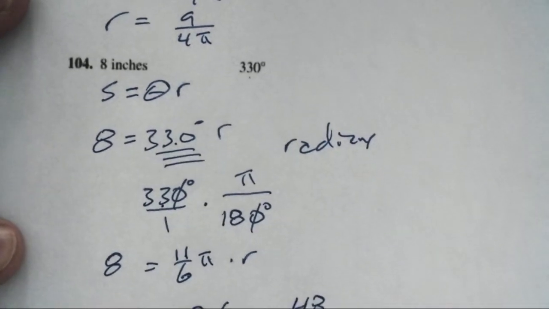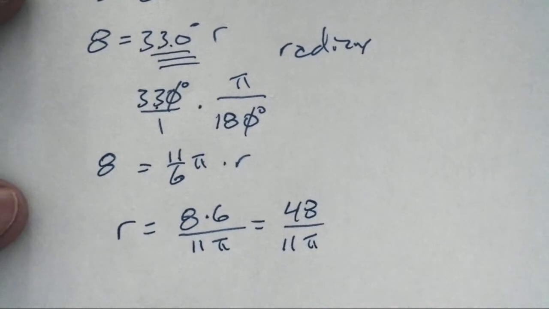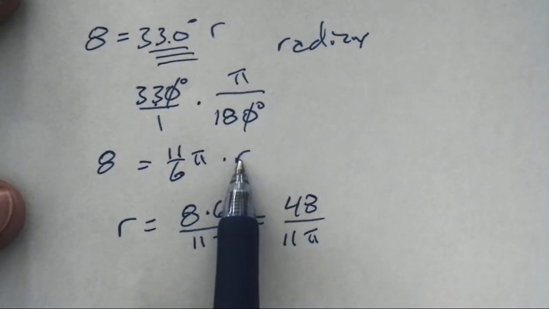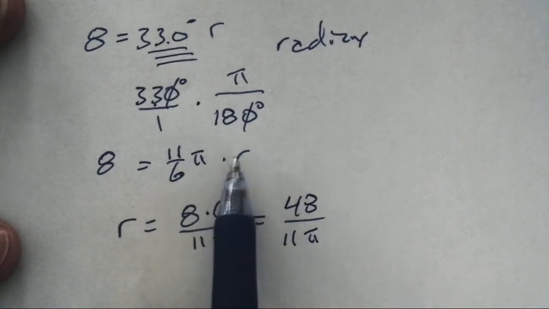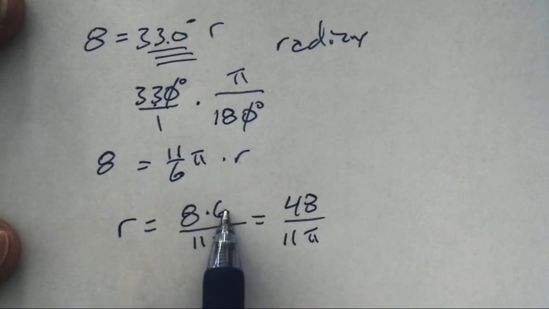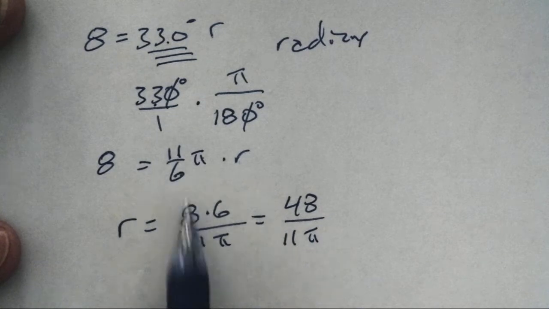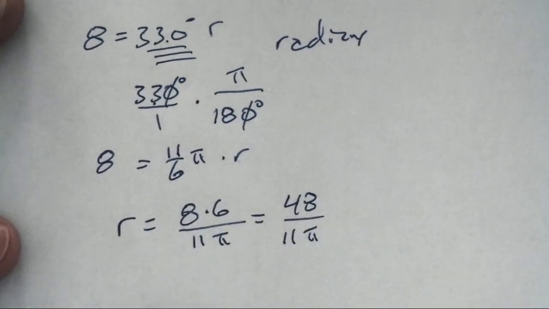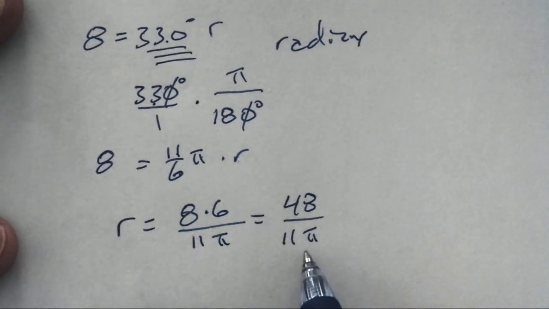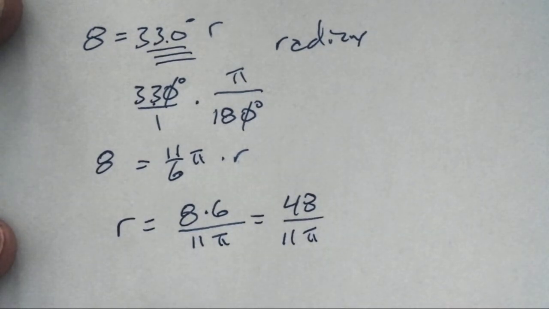I wouldn't be surprised if the back of the book, sorry about that. Let me go through that since it wasn't on the screen. To get 6 away from r, we have to multiply. 11 away from r, we have to divide. And pi away from r, we have to divide. And we end up with 48 on 11 pi. And I suspect the answer key in the back of the book might have that as a decimal approximation.